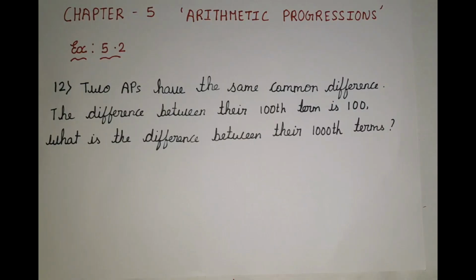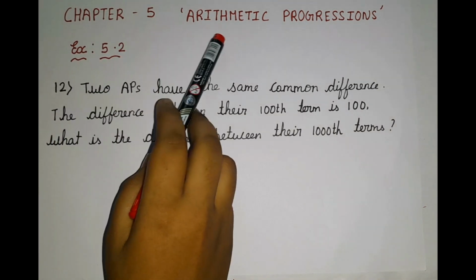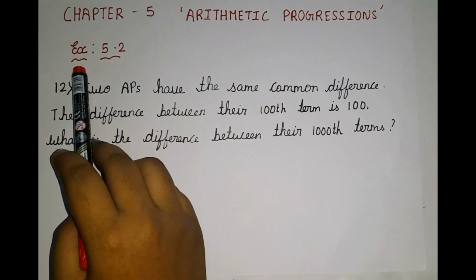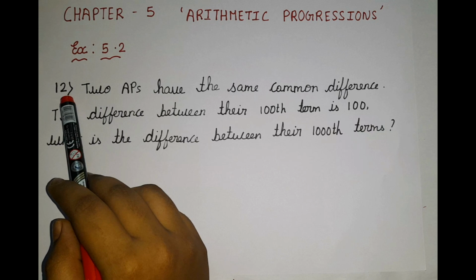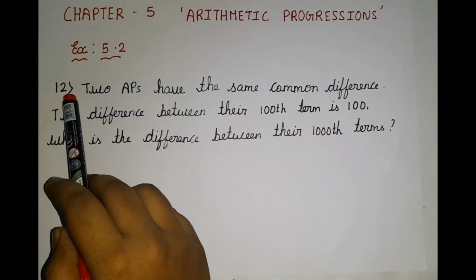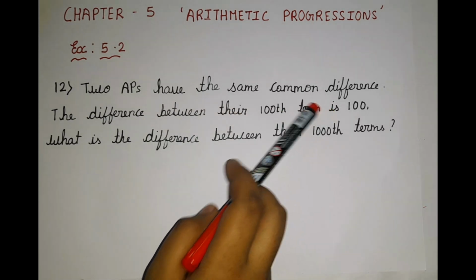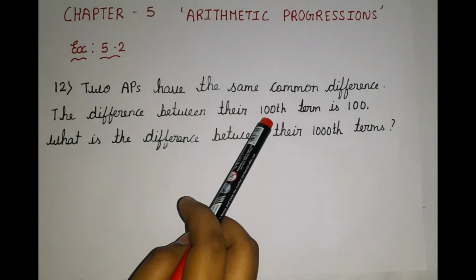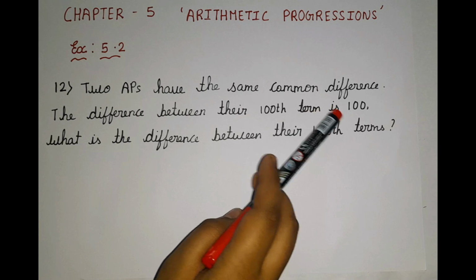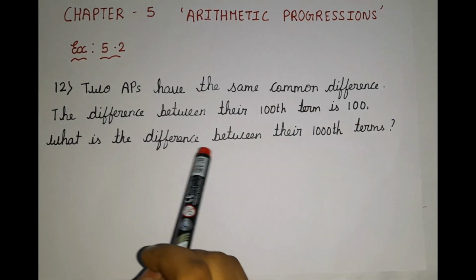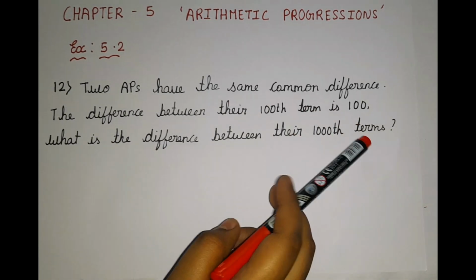Today we are going to be learning Chapter 5 Arithmetic Progressions, Exercise 5.2, 12th question. Alright, now let's read the question. Two APs have the same common difference. The difference between their 100th term is 100. What is the difference between their 1000th terms?